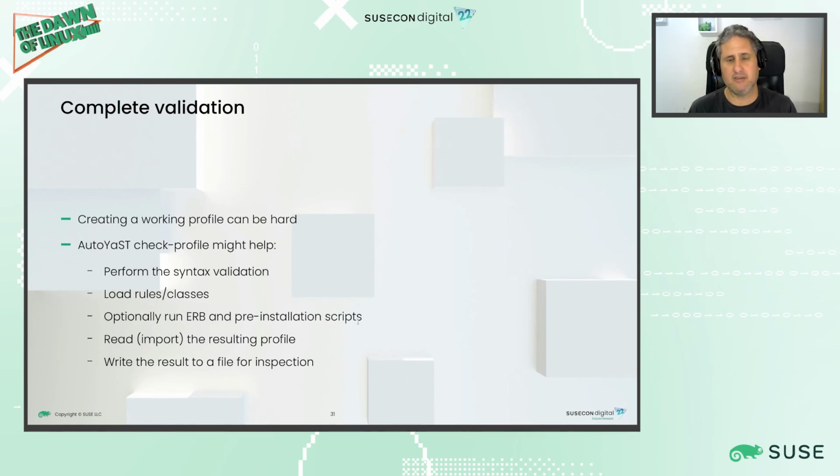However, we have introduced in SP3 the check profile command. The check profile is able to run the regular XML-based validation, but also process rules and classes. It optionally runs ERB and pre-scripts, and it tries to read the generated profile. So at the end, you can have a look at how the profile should look when it's being used. You don't need to start an AutoYaST installation to check that it works as you expect. You can do it in your own system. And I think that it's a pretty cool feature, if you compare that with just checking that the XML was well formed.